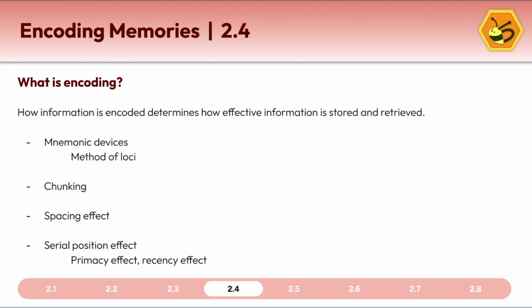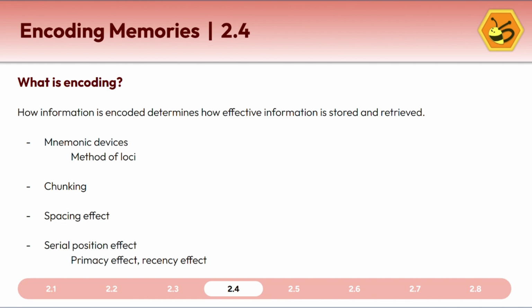Method of loci is a type of mnemonic device where you associate information with specific locations. So, for example, you should be really familiar with the layout and the rooms in your house. So you can assign each room to a specific piece of information, and that will help you encode and recall information. Sometimes we call this a memory palace or a memory castle. I've heard different things.